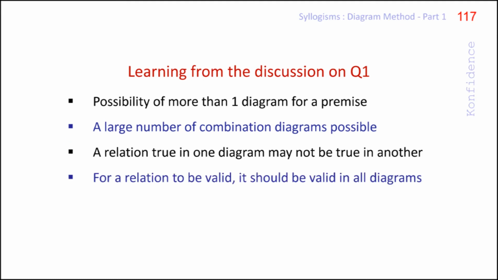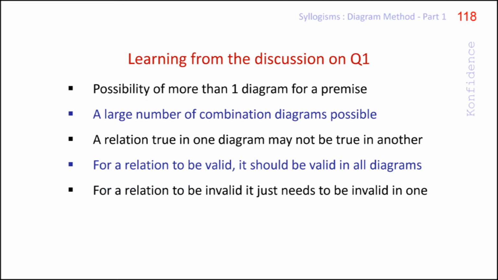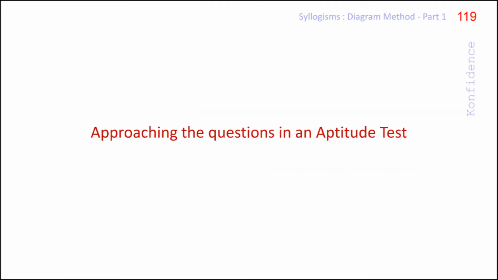Point number 4. In order to say that a relationship between two sets is valid, it should be valid in all the combination diagrams. And point number 5. If a relationship between two sets does not hold good in any of the possible combination diagrams, we can say that it is not a valid relation.